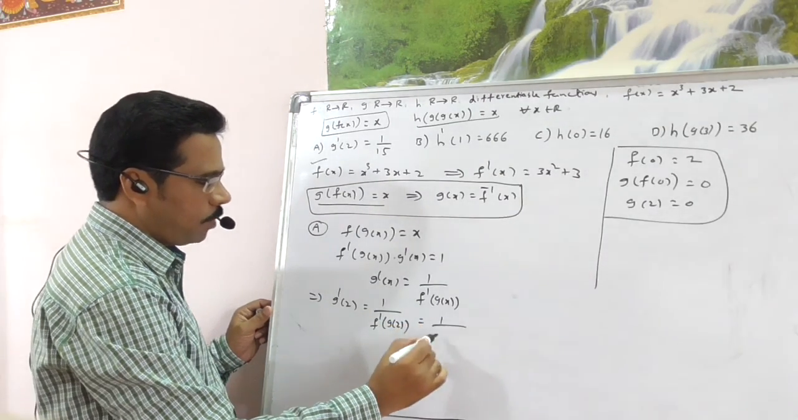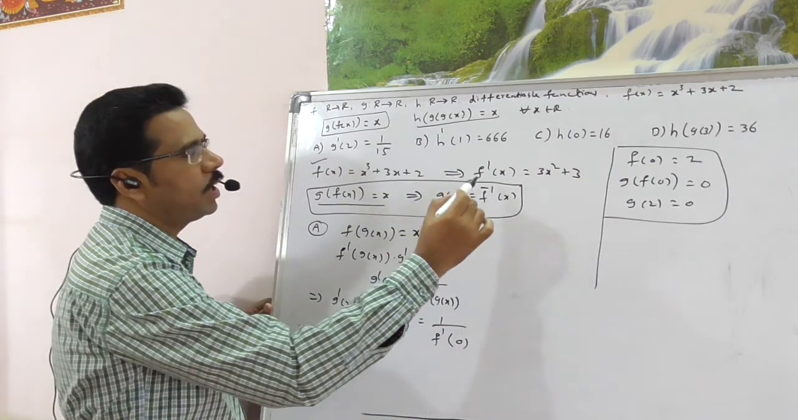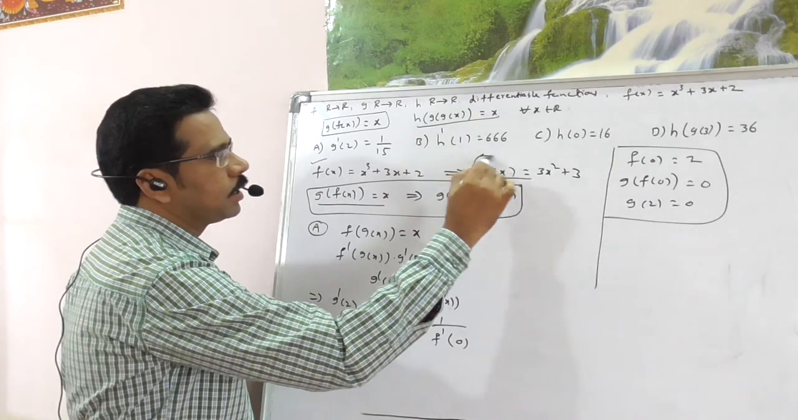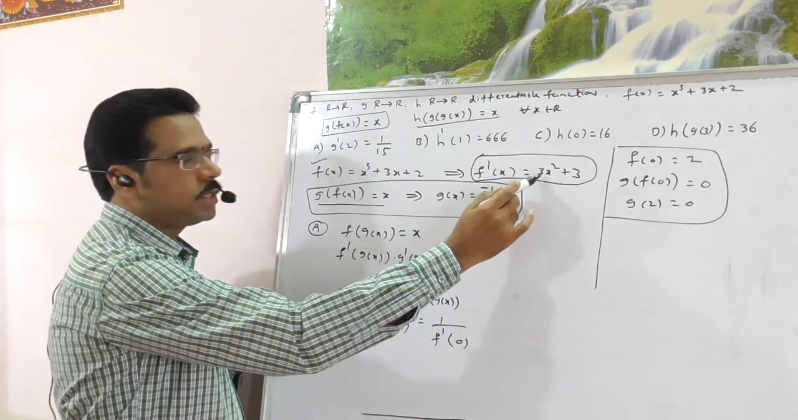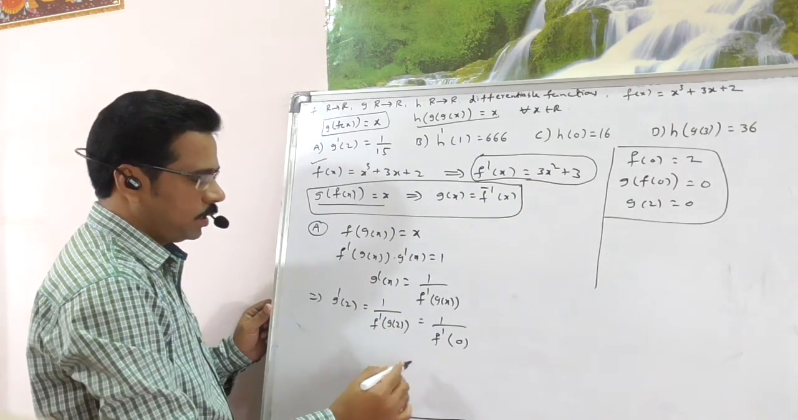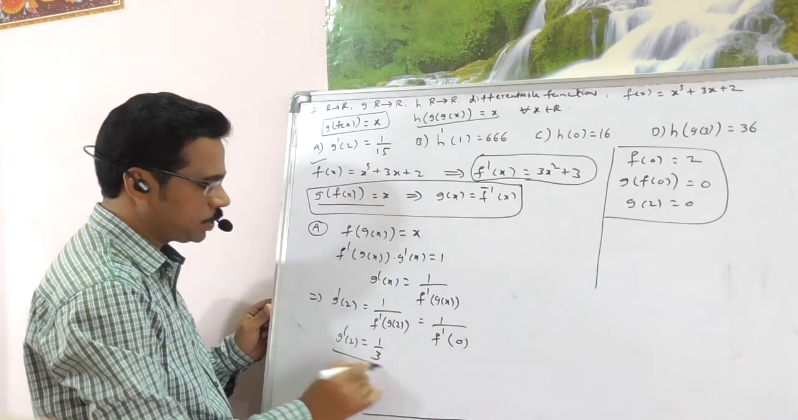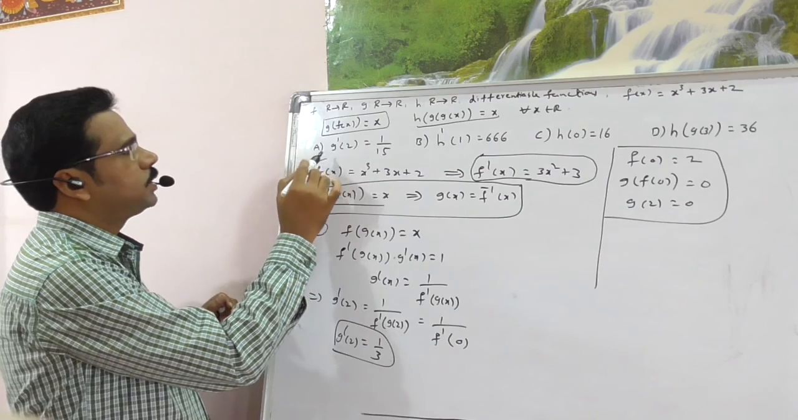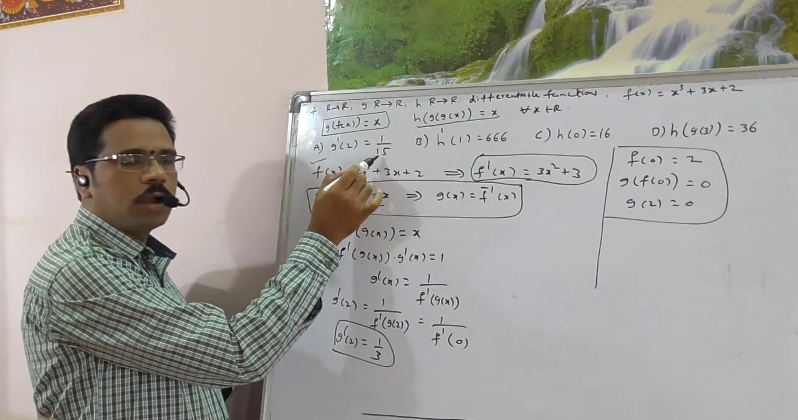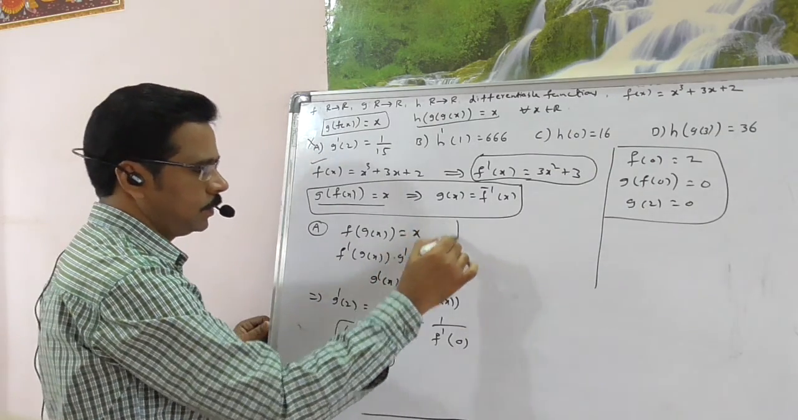Now g dash 2 is 1 by f dash of g of 2, and g of 2 is 0. We already have f dash x; in this put x equal to 0, that is 0 plus 3, which is 3. Therefore this result is 1 by 3. So g dash 2 is 1 by 3. But option A says g dash 2 is equal to 1 by 15. Therefore option A is wrong.